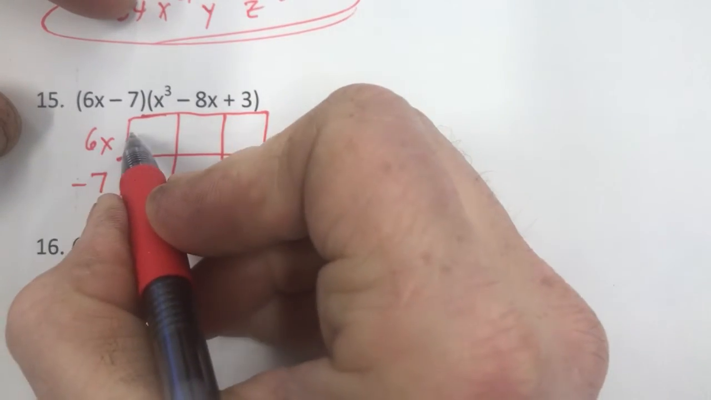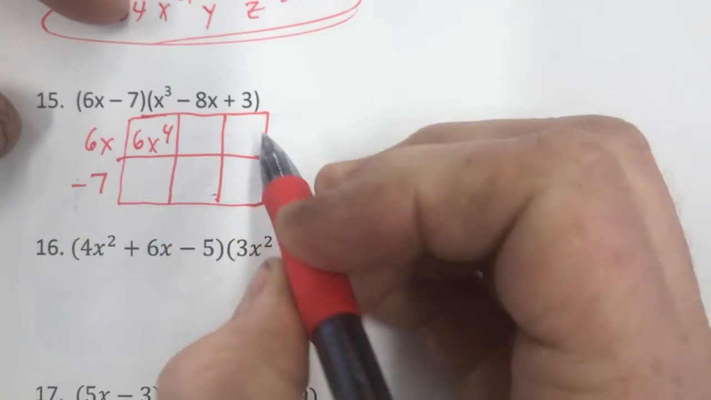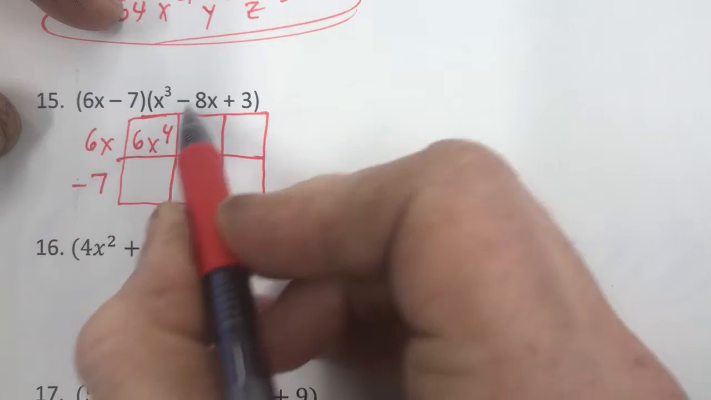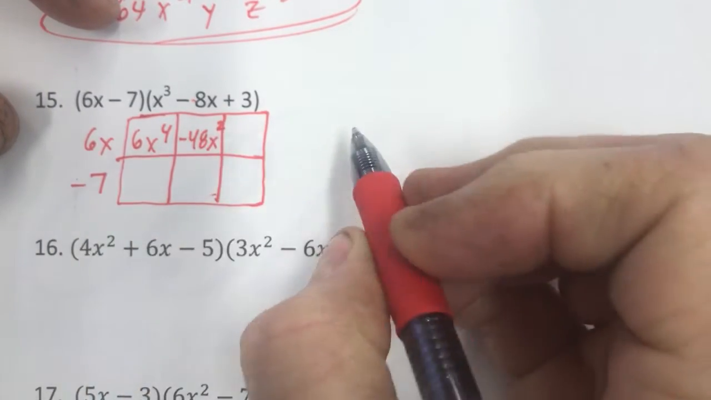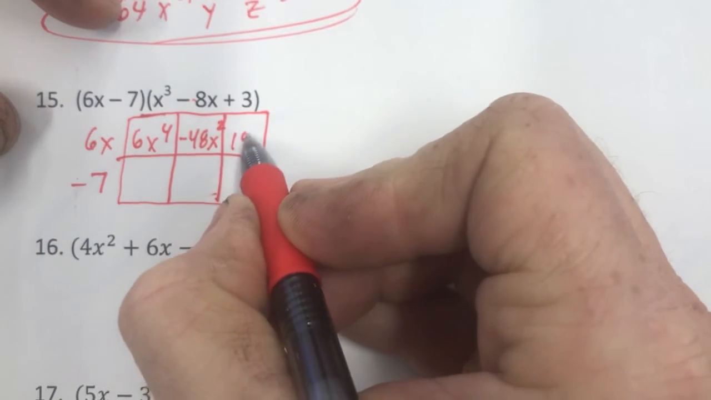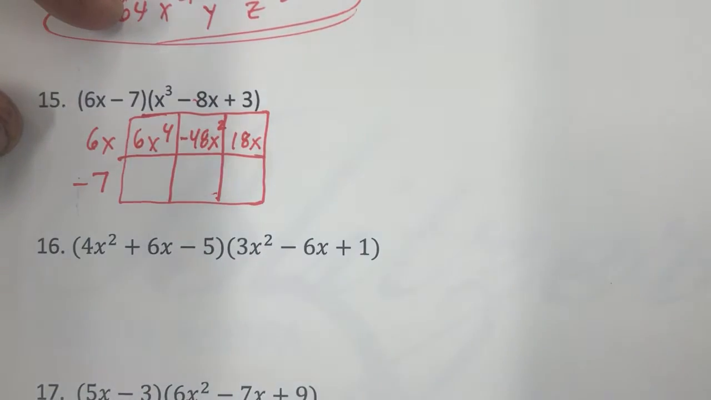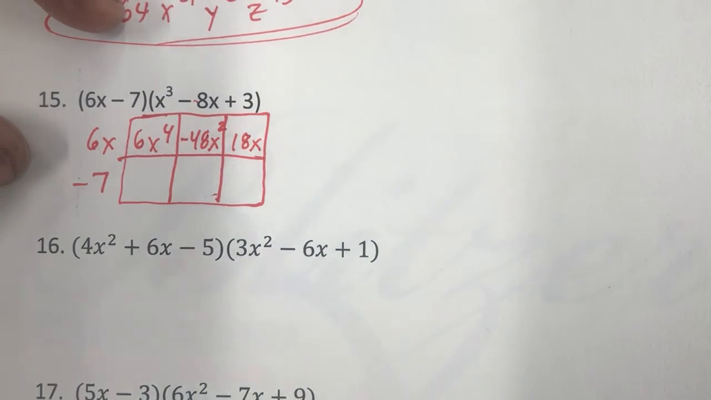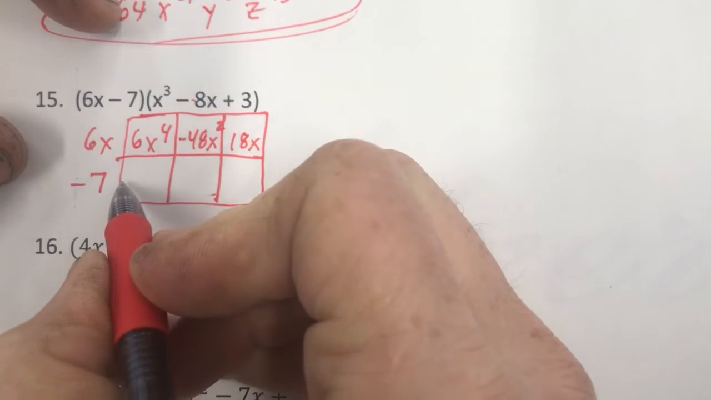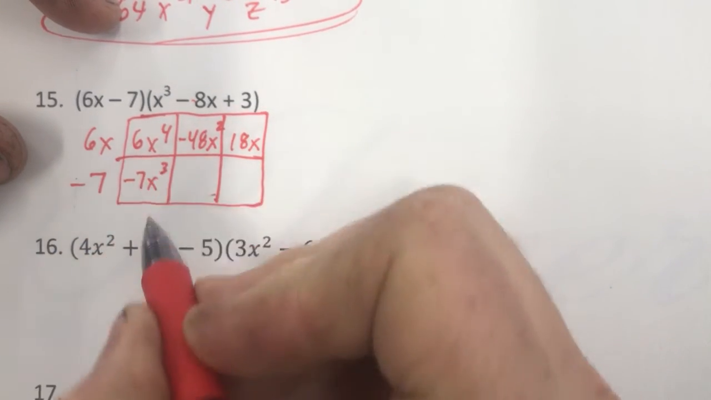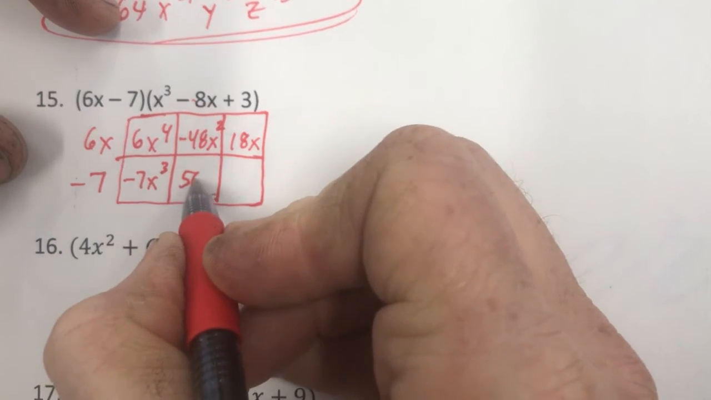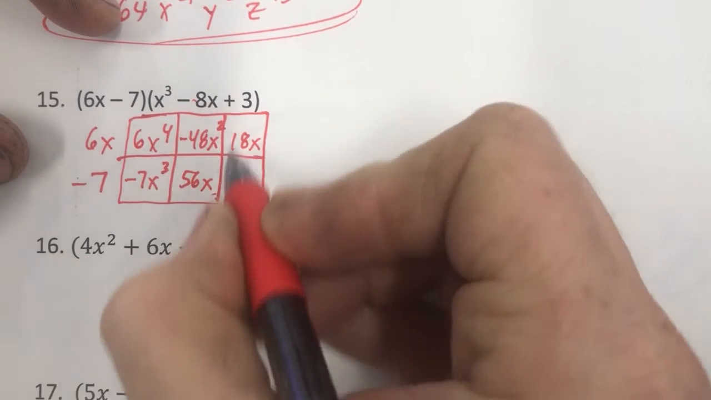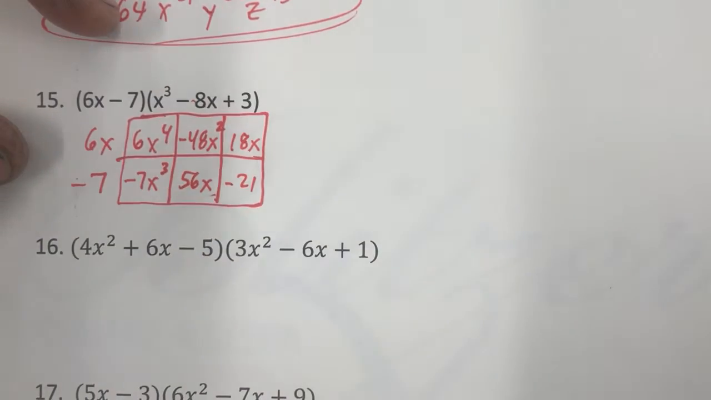So right here, this is going to be 6x to the 4th power. Right here, 6 times -8 is -48, that's going to be x squared. 6x times 3 is 18x. And down here, I've got -7 times x to the 3rd, -7x to the 3rd. -7 times -8x is 56x. And then -7 times 3 is -21.